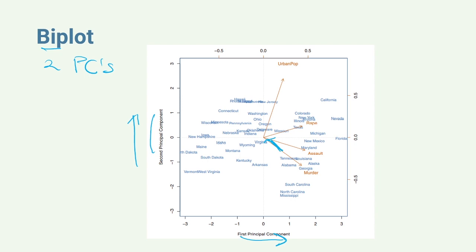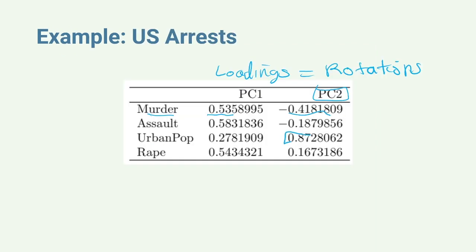One more example, let's look at urban pop, right? As you increase the second principal component, the urban population tends to increase. And again, you see that that's a positive value. And so you can really understand the biplot just by looking at these loadings.